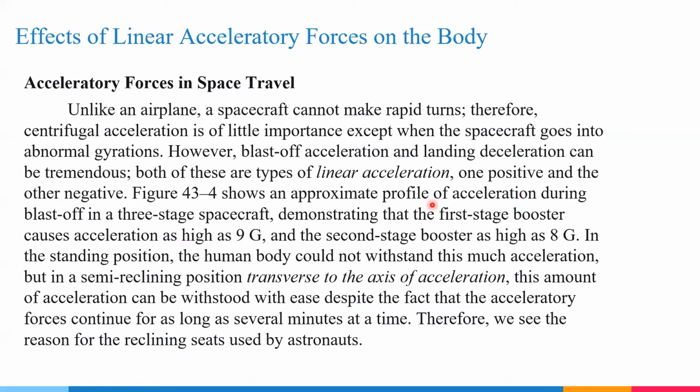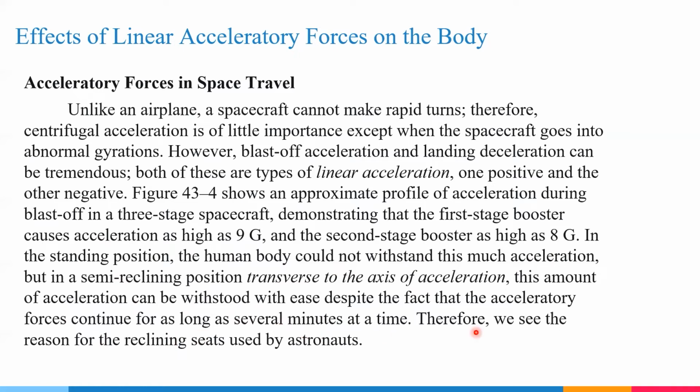Now, the figure that we'll look into on the next slide is an approximate profile of the acceleration during blast off in a three-stage spacecraft, demonstrating that the first stage booster causes acceleration as high as 9g, the second stage booster as high as 8g. In the standing position, the human body could not withstand this much acceleration, but in a semi-reclining position transverse to the axis of acceleration, this amount of acceleration can be withstood with ease, despite the fact the acceleratory forces continue for as long as several minutes at a time.